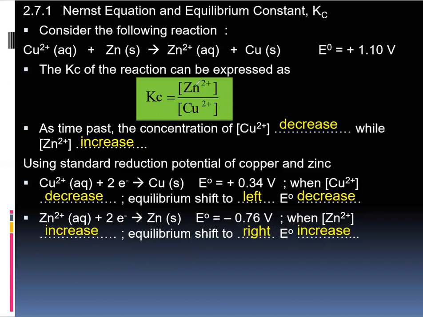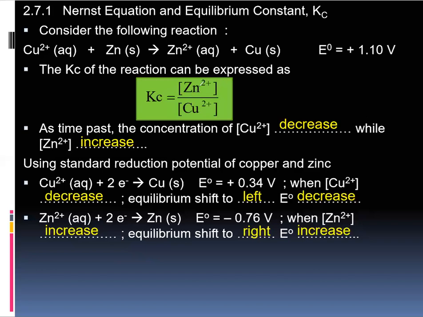Now look here, our equilibrium constant is going to be the concentration of the product ions raised to the power of their number of moles all over the concentration of the reactant. You can see this is the opposite of what we had in our Nernst equation. In that equation, it was the concentration of the reactant all over the concentration of the product. But in this case, we have the concentration of the product all over the concentration of the reactant. This is going to give us our equilibrium constant.